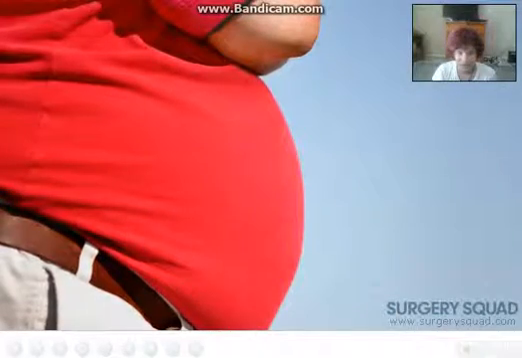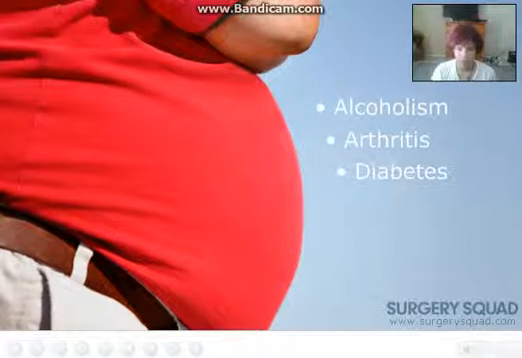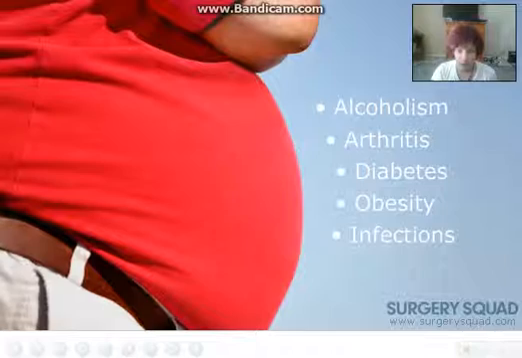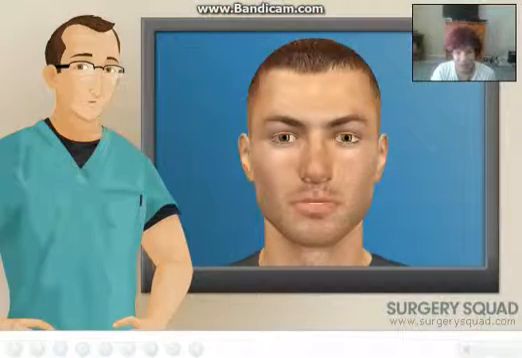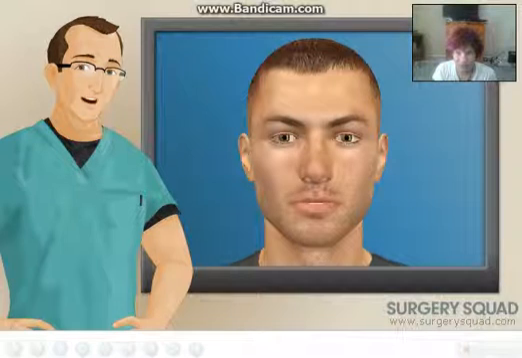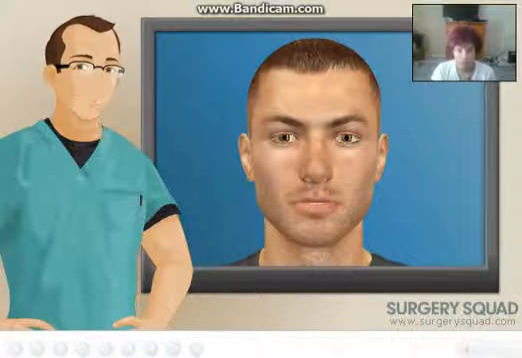Researchers have also discovered that other medical problems such as alcoholism, arthritis, diabetes, obesity, and infections could also lead to carpal tunnel syndrome. Today we'll be operating on a patient who has been diagnosed with carpal tunnel syndrome after experiencing numbness and weakness in the palm of his hand and thumb. Now let's put on our gloves and get started.